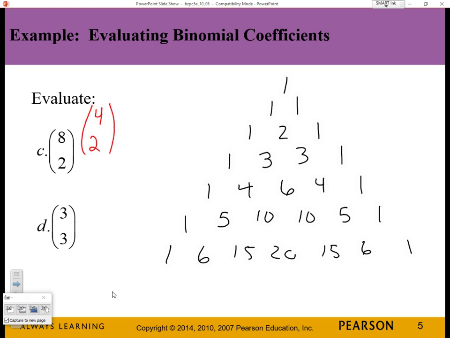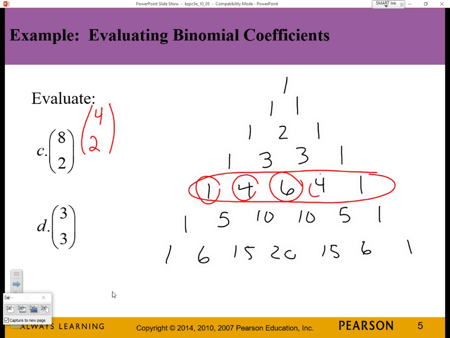You guys remember how I did the degrees? It was 0, 1, 2, 3, 4. So let's get to 4. 0, 1, 2, 3, 4 is right here, correct? Now I'm choosing 2. 0, 1, 2. So that means 4 choose 2 is 6. So all they're doing with n choose 0, choose 1, choose 2, choose 3, choose 4 is having you find these numbers that are already in Pascal's triangle. Does that make sense?